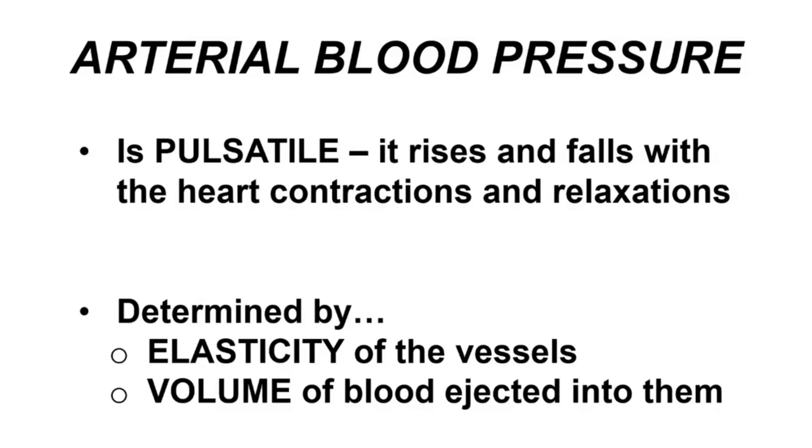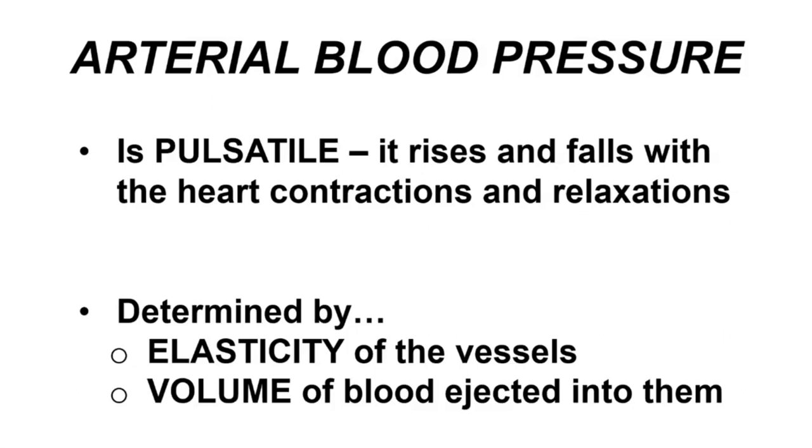Arterial blood pressure is pulsatile, which means that it rises and falls with the heart's periods of contraction and relaxation. Arterial pressure is highest during systole, when the ventricles are contracting, and lowest during diastole, when the ventricles are relaxing. Arterial blood pressure is determined by two factors.